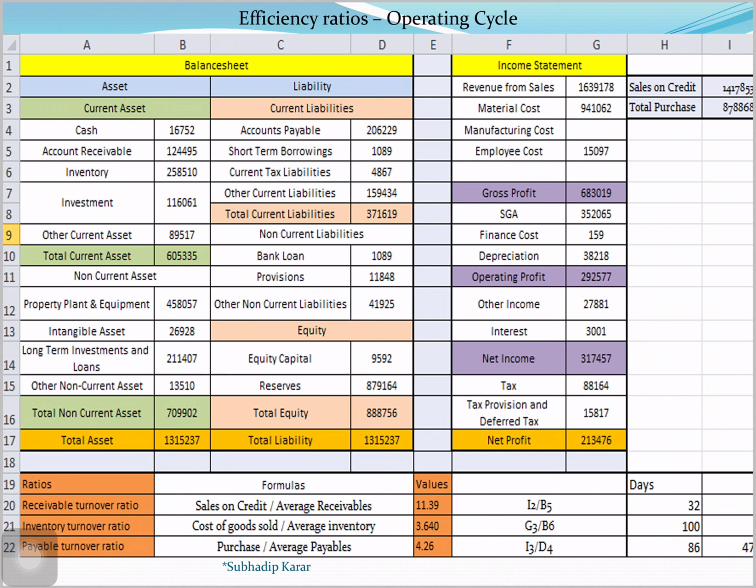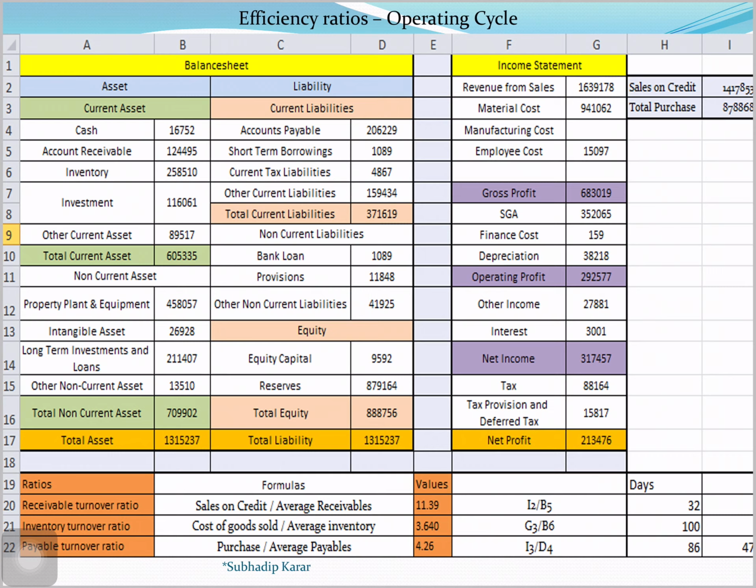The next one is the inventory turnover ratio, or inventory turnover days. It shows the company's ability to convert or sell its inventory and replace it with cash within a given period of time, or 1 year, you can say. It is derived as a ratio of the cost of goods sold and average inventory.